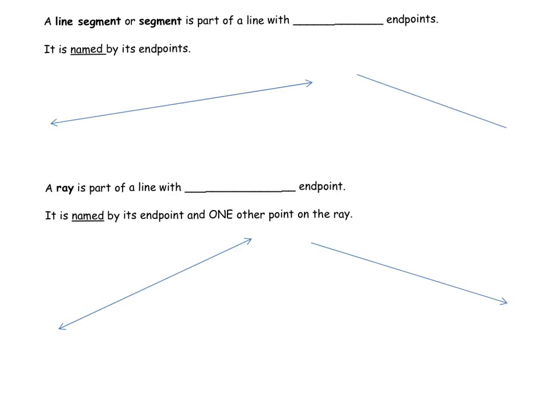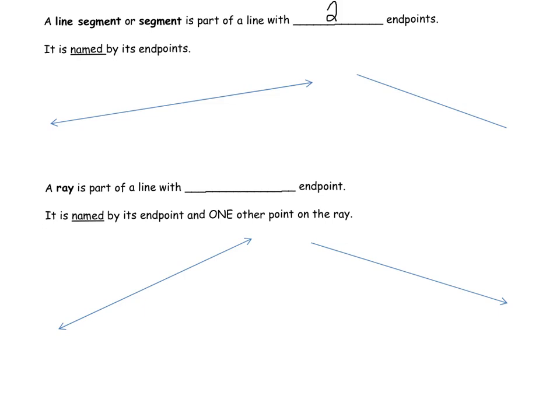In geometry, we often want to refer to just parts of lines. We might be talking about the edge of a room, or the length of a piece of paper on your desk, or the length of the pencil in your hand, and we need to refer to just pieces of these lines. And these pieces are called line segments or segments. So a line segment or segment is a part of a line with two endpoints.